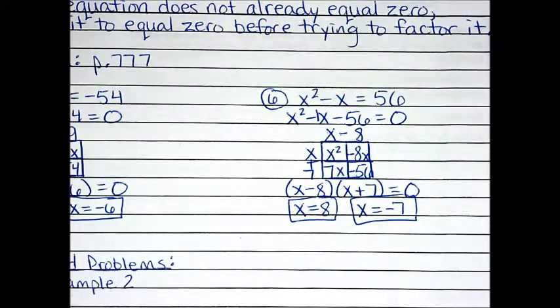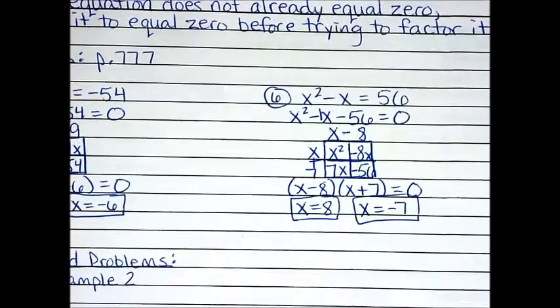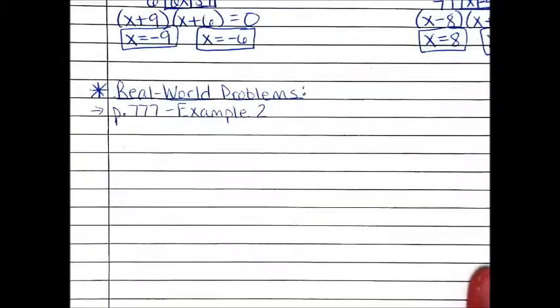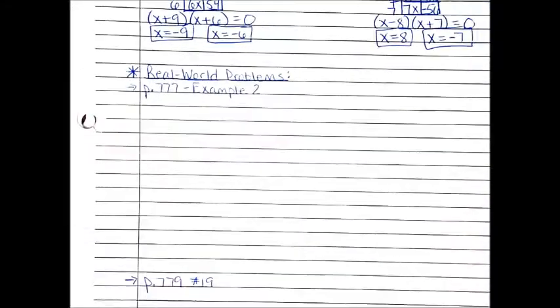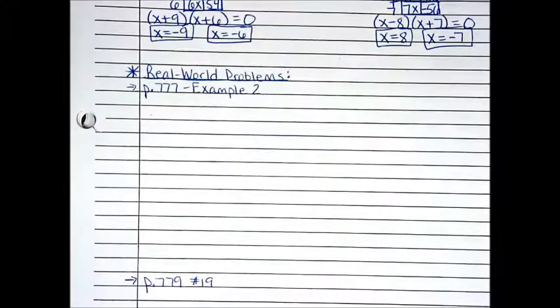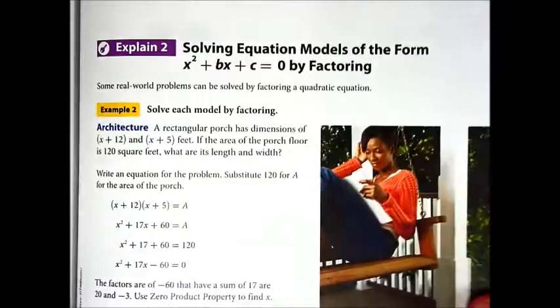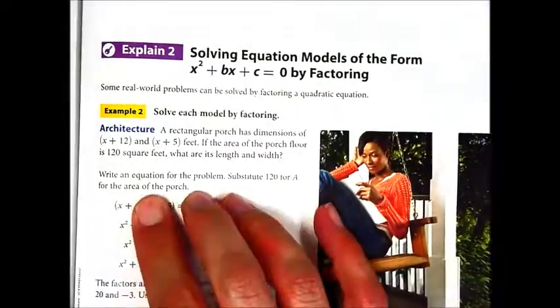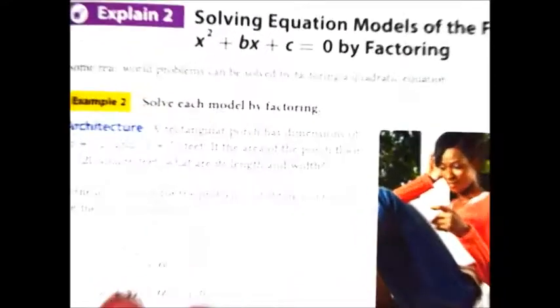All right, we're on a roll now to word problems. So we are going to take a look at page 777 in the book. Here we go. Okay, page 777, we've got an architecture example right here. I'm going to zoom in on it.